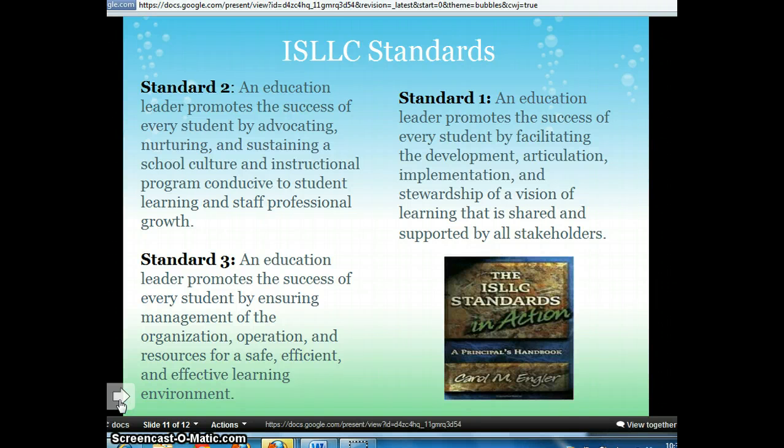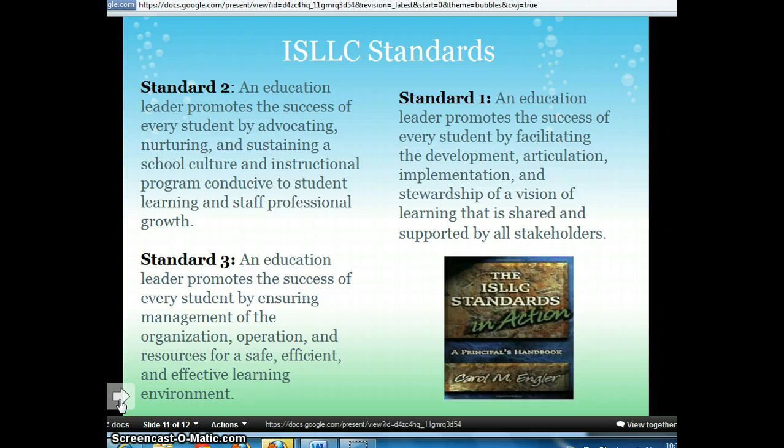Here are the ISLLC standards that are related to this topic. There's Standard 2, that is that an educational leader promotes the success of every student by advocating, nurturing, and sustaining a school culture and instructional program conducive to student learning and staff professional growth.